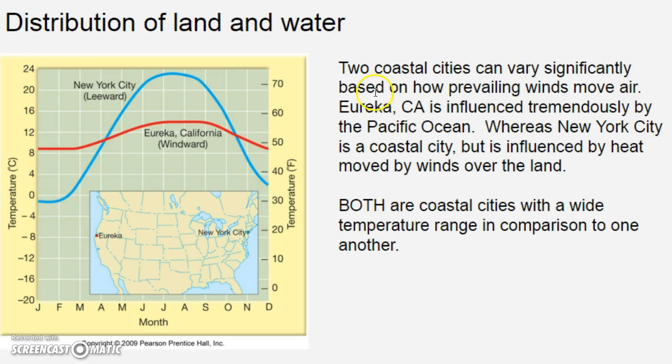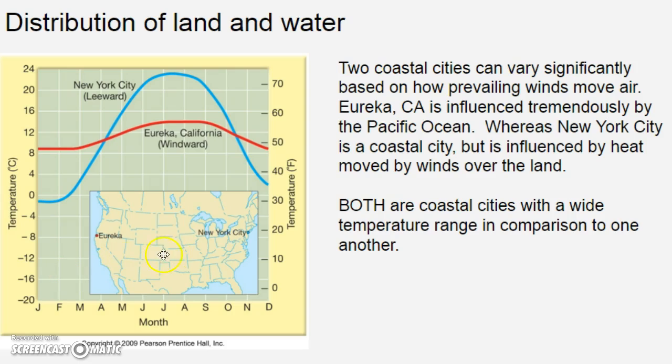Distribution of land and water. Two coastal cities can vary significantly based on how prevailing winds move air. Eureka, California, on the west coast, is tremendously influenced by the Pacific Ocean, whereas New York City, still a coastal city, is influenced by heat moved by winds over the land.